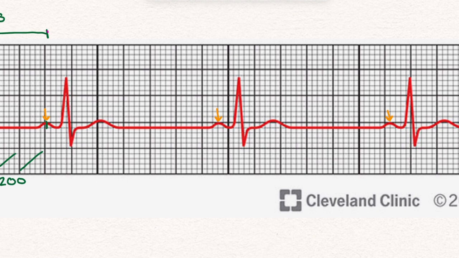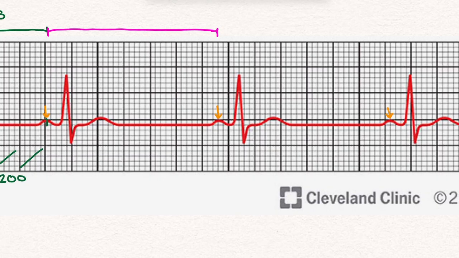I'm going to do the same thing for the next P wave crest to P wave crest interval. And this time, I'm going to go to the right to my next P wave crest. P wave starting on the line, so I can start counting large boxes immediately. 1, 2, 3, 4, 5, 6. So if I have 6 large boxes, again, that's going to be 1,200 milliseconds.